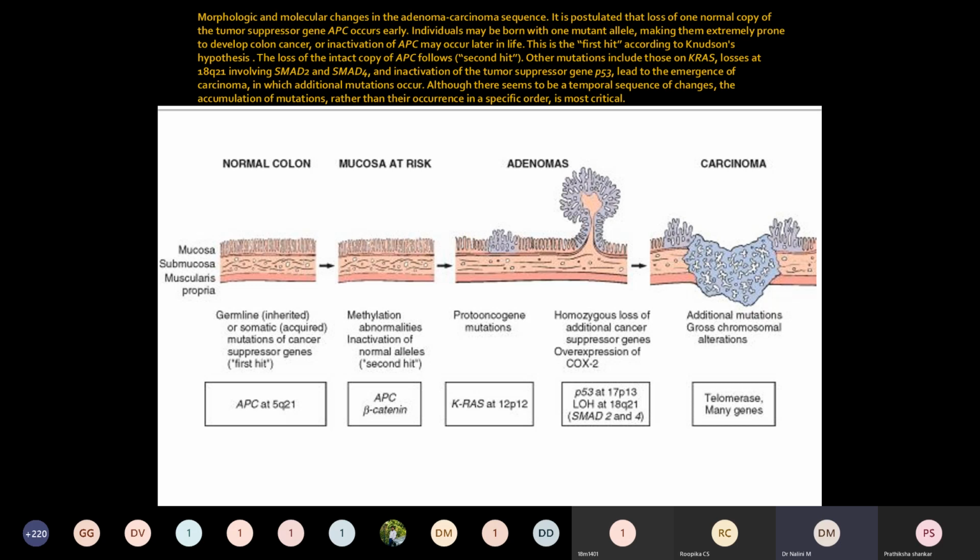Then this puts the mucosa at rest. This is already the second hit. Along with it, there are other proto-oncogene mutations like KRAS at chromosome 12 and the homologous loss of additional cancer suppressor genes, the P53, the LOH and the SMAD2. At this point, an adenoma is developed, even more prone to carcinomas.